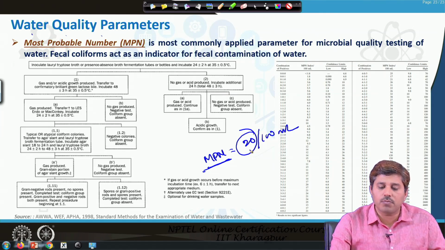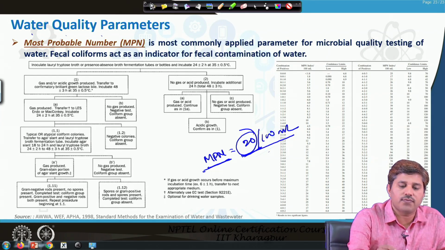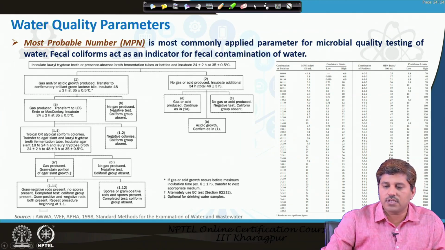So, it says that the probability of having 20 is the highest as opposed to any other number, and this is how it is reported generally. The number per 100 ml is the typical conventional unit for MPN.